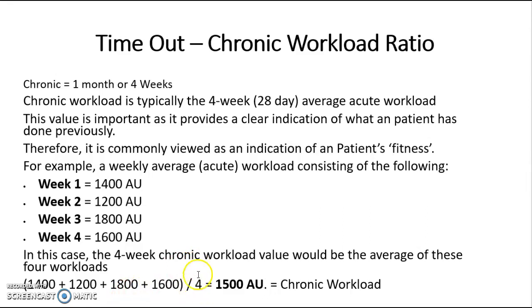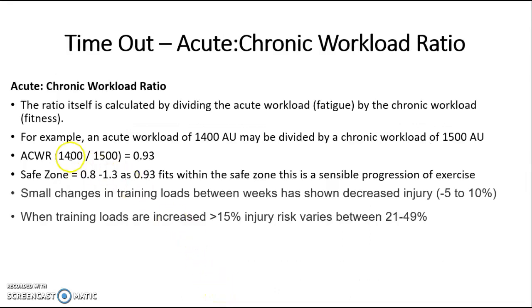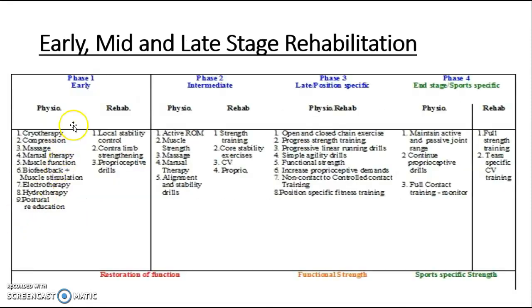And then we divide that by 4, and that gives us our chronic workload. So to work that out, you divide your acute by your chronic, and that gives you a score. Between 0.8 and 1.3 is fine. Anything over that and you're overtraining. So there's an example.